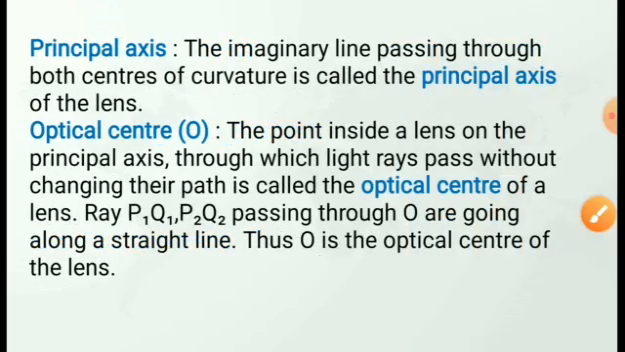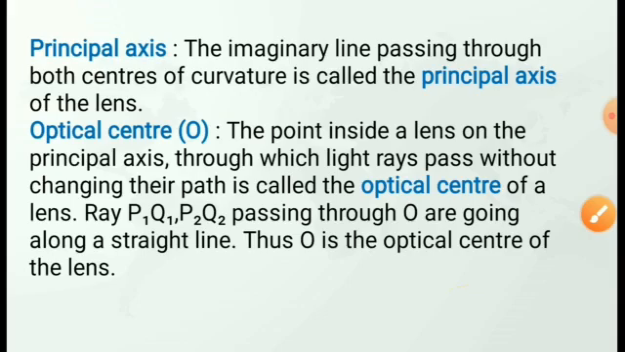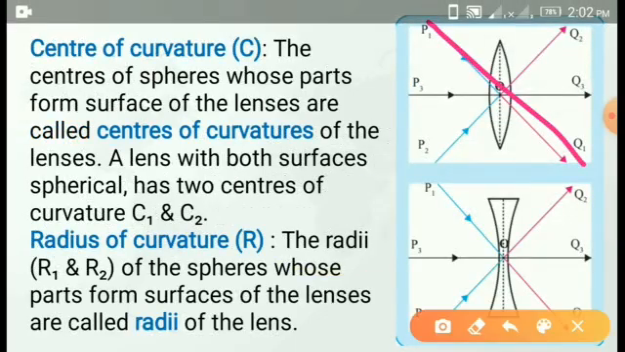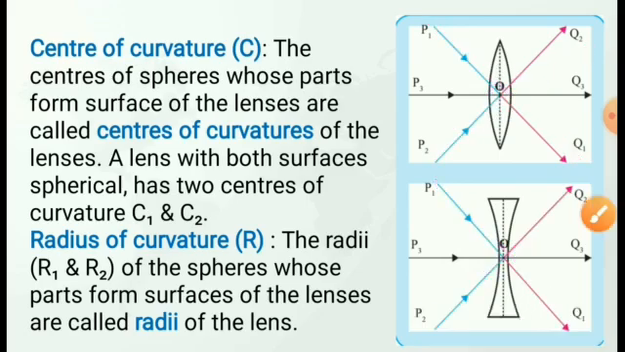Optical center O. The point inside a lens on the principal axis through which light rays pass without changing their path is called the optical center of a lens. You can see here this point O is the optical center. Rays P1Q1 and P2Q2 passing through O go along a straight line, thus O is the optical center of the lens. You can see here the rays of light P1Q1 and P2Q2 pass through this optical center O and they pass in a straight line.